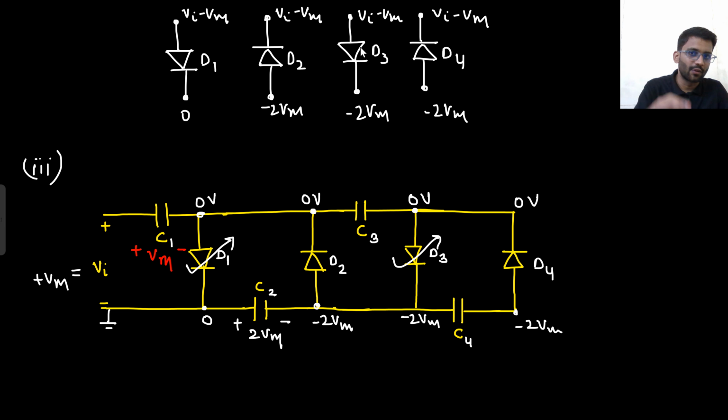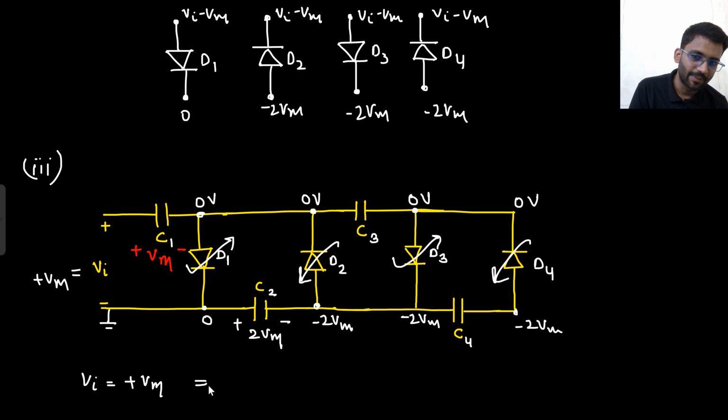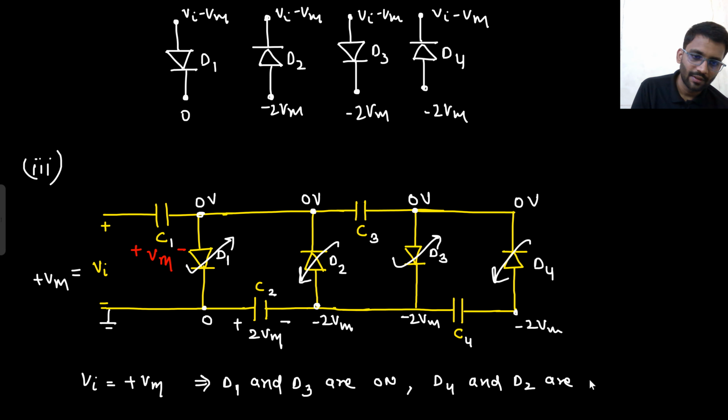0 minus 2 Vm. Or from here you can see when Vin is equal to Vm, this will be 0, this will be minus 2 Vm. So 0 minus 2 Vm, D3 will turn on. What about this D2? Here 0, here minus 2 Vm, D2 is off. What about D4? Here 0, here minus 2 Vm, D4 is off. So now when Vin is equal to plus Vm, what is happening? D1 and D3 are on, D4 and D2 are off.